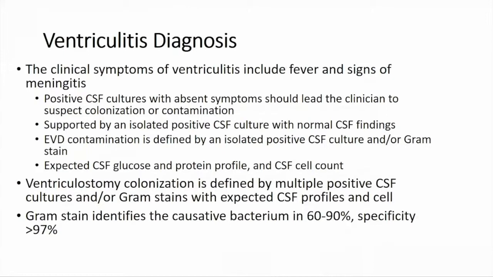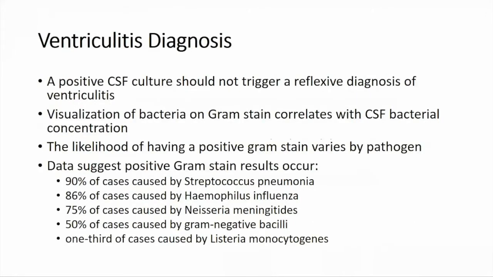Ventriculostomy colonization is defined by multiple positive CSF cultures and gram stains with expected CSF profiles and cell distributions. And gram stain identifies the cause of bacterium in 60 to 90% with a 97% specificity. So it's usually a pretty good measure of what's happening inside the CSF.